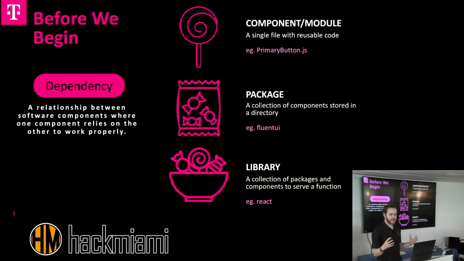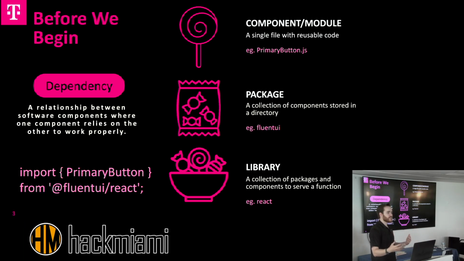Moving to the next step, we've got a package. It's going to be a collection of components all stored in a directory. So with that analogy, think of your Skittles, your M&Ms, multiple different pieces of candy, all for a single serving wrapped in one package. And our technical example, Fluent UI, in which you have the primary button component. And finally, a library, that's your giant bucket of candy. That's a collection of different components and packages, all wrapped together for a single function. And in our explanation here, we have React.